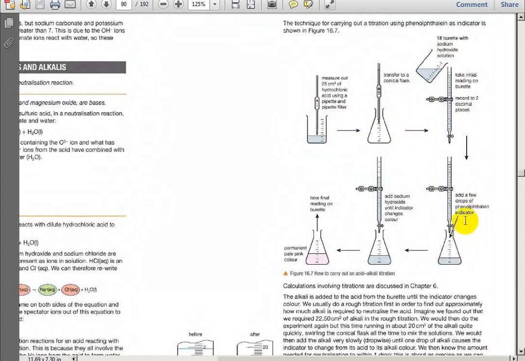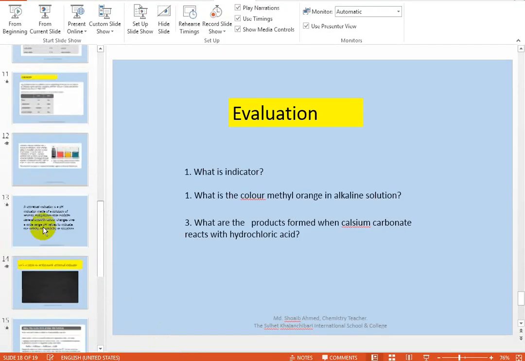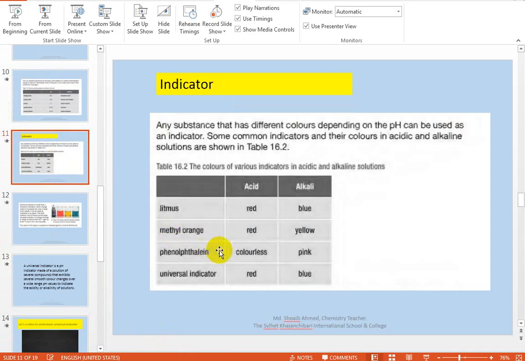Add a few drops of phenolphthalein indicator. So in this solution the phenolphthalein indicator has been added. Which solution is in the conical flask? Hydrochloric acid. So what will be the color of phenolphthalein in acid? Colorless. Yes, excellent. Phenolphthalein in acid medium is colorless.